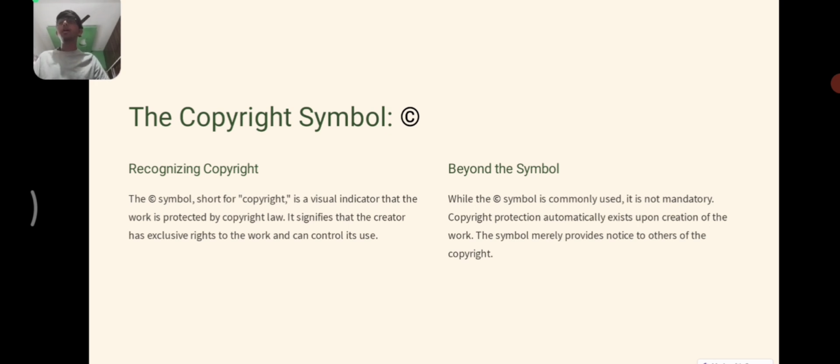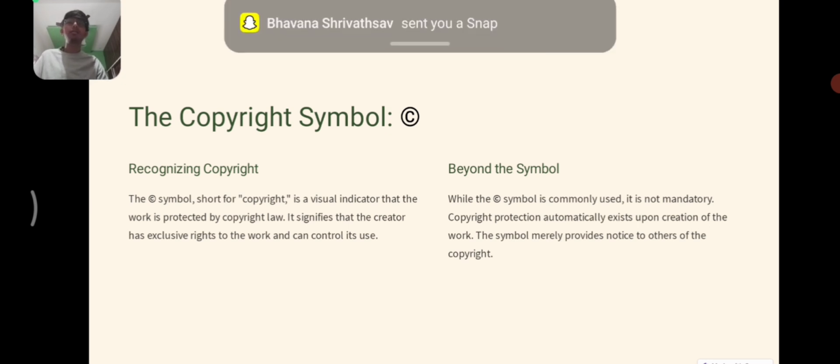Recognizing copyright. The copyright symbol, short form of copyright, is a visual indicator that the work is protected by copyright laws. It signifies that the creator has the exclusive rights to the work and can control its use.